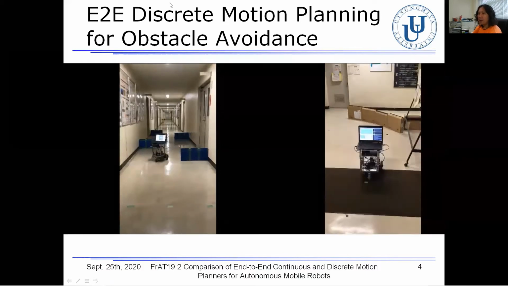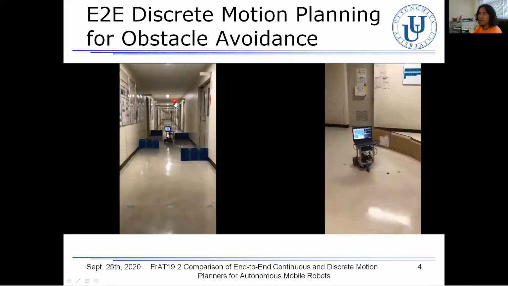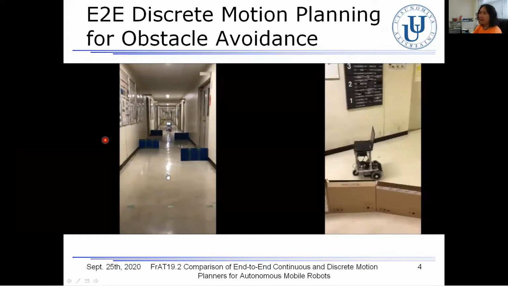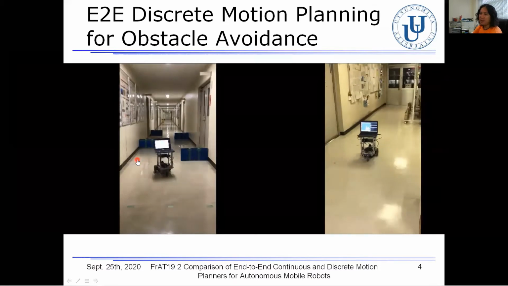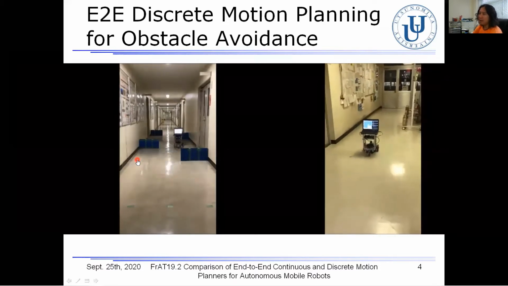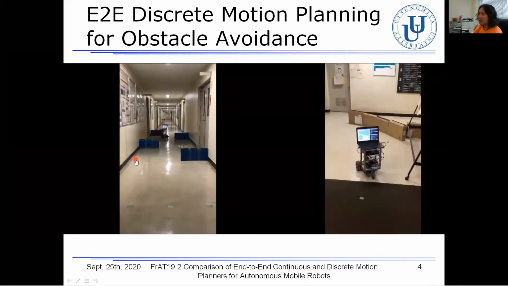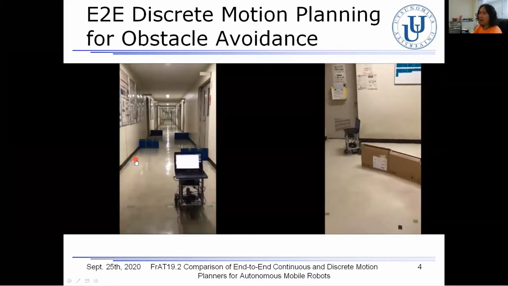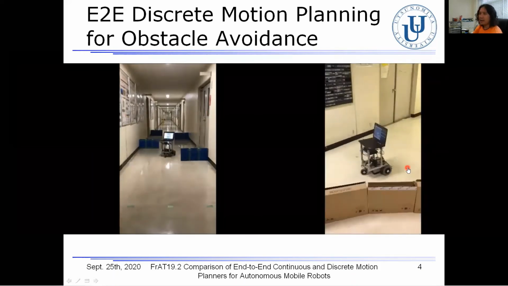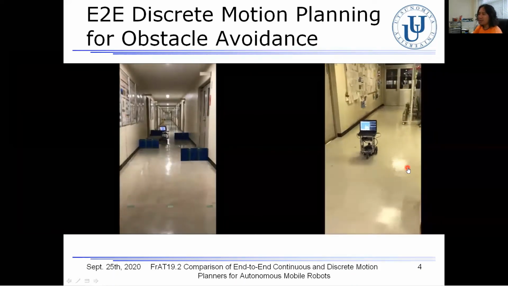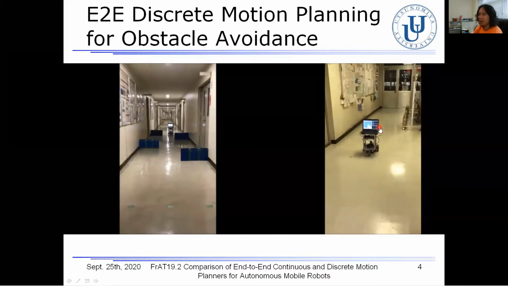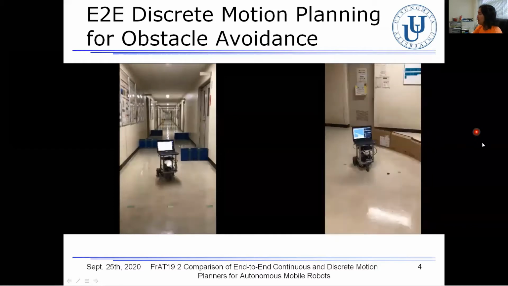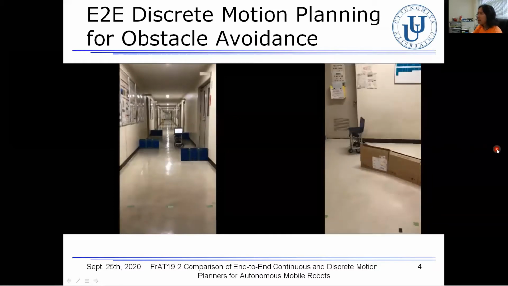Okay, here let me show you the obstacle avoidance movies of the robot based on the E2E discrete motion planner. First off, as you can see in the left movie, the robot successfully avoided the front obstacles toward the goal destination, okay? In the right movie, we can see that the robot successfully moved toward the destination after the obstacle avoidance because the destination is just over here, around here, okay?